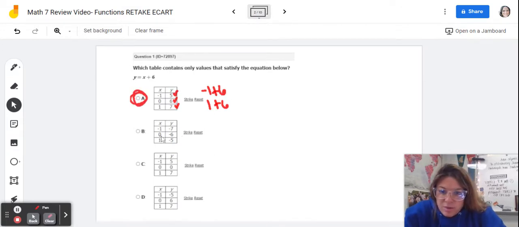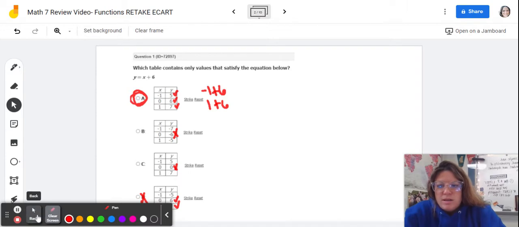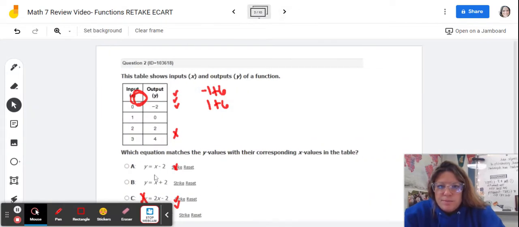I'm just going to test a couple others to make sure. 0 plus 6 is 6, so yeah, that one's not it. 0 plus 6 is 6, so that's not it. 0 plus 6 is 6. This one works. 1 plus 6 is 7, that one works, but -1 plus 6 is 5, so definitely A. So always double check too when there's multiple answers.